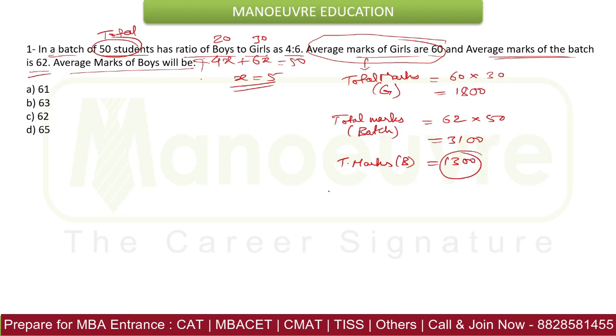So hence average marks of boys will be total marks for boys, that is 1300, divided by total number of boys, that is 20. So this will be 130 by 2, that will be 65. So 65 will be the answer over here.